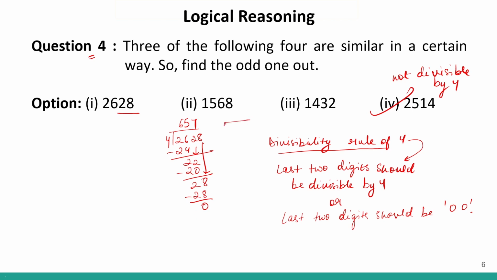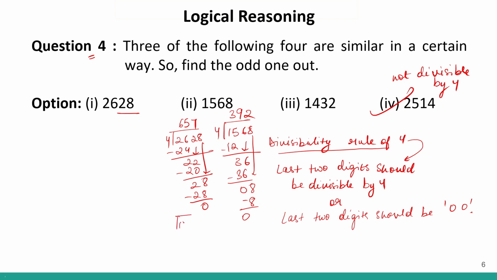Now let us check for 1568. If I divide it by 4, 4 3 times will give me 12. 3 and then 6. Correct? 9 4 times will give me 36, correct? Then I'll have 8, this will be 0, and 2 times will give me 8, correct? So this is also completely divisible.